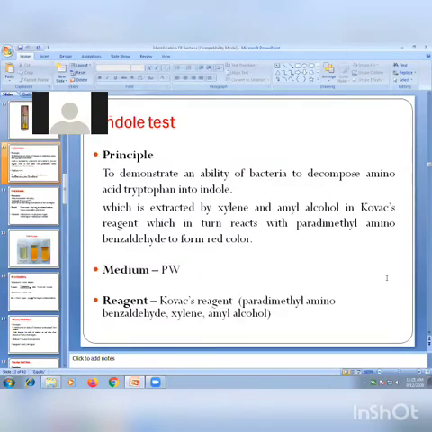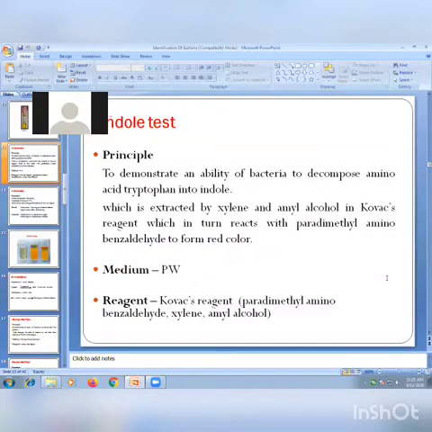Now the next and the most important, we are starting the IMViC test. So IMViC involves how many tests? Four tests, which are indole, methyl red, Voges-Proskauer, and citrate utilization. So always, whenever a short note is asked on this, you write about these four tests.